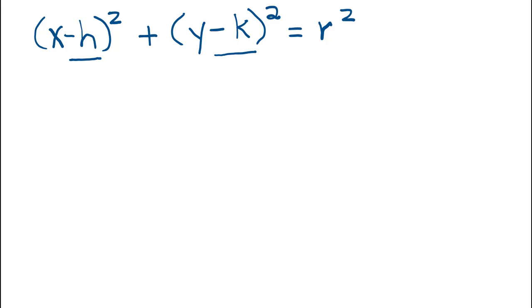The center of the circle will be H and K. We can also quickly find the radius of the circle. Whatever number is here, if you take the square root of it, you'll find the radius.